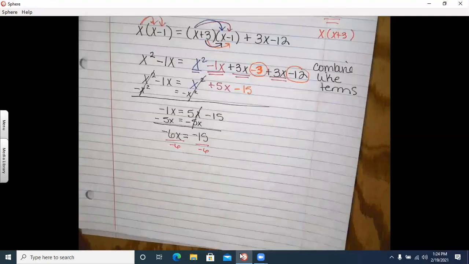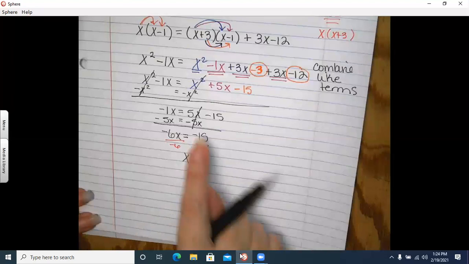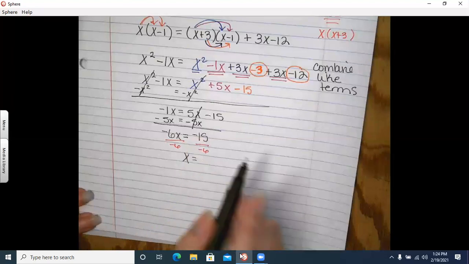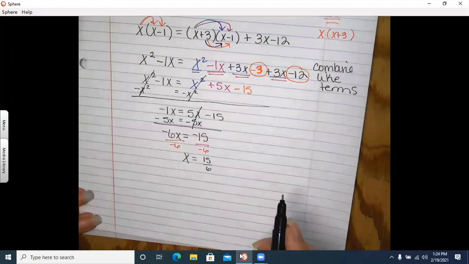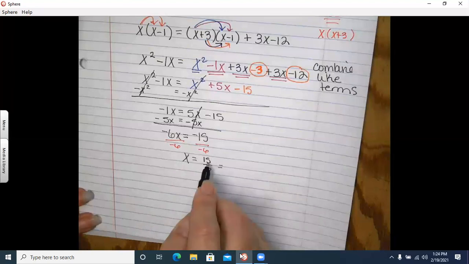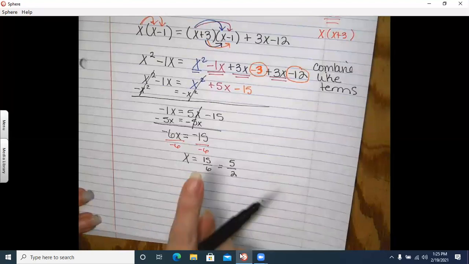Negative 6x divided by negative 6 is positive x equals, okay, right here. What's a negative divided by a negative? Positive. Does 15 divide by 6 evenly? No. So 15 sixths, can I reduce that? What divides into 15 and 6 evenly? 3 divides into 15 5 times, 3 divides into 6 2 times. So 15 sixths is okay, but at least reduce it.